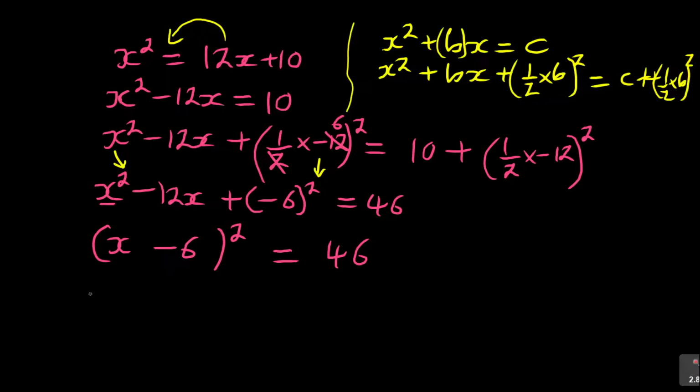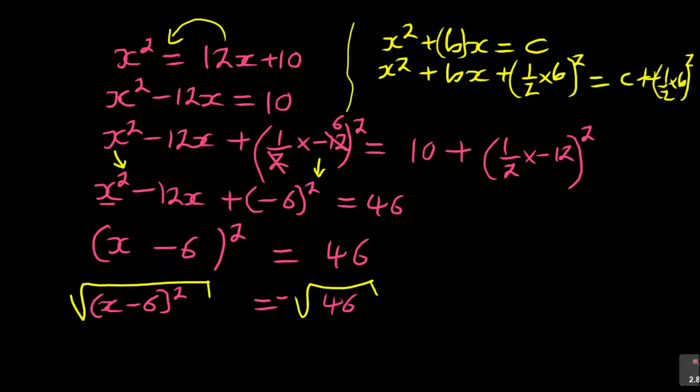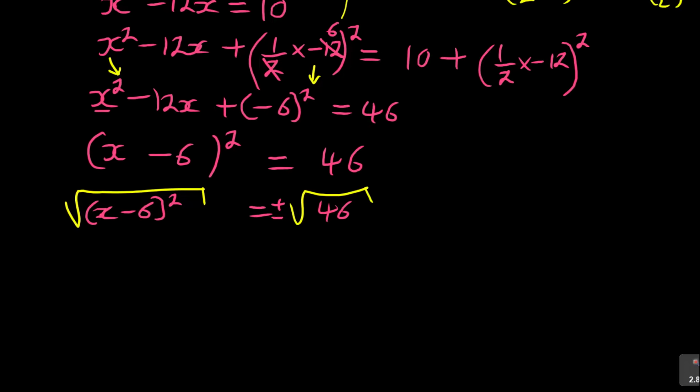How do you get rid of that square? You square root. So square root of x minus 6 squared is equal to, what you do on the left, you do on the right, square root of 46. But don't forget, you say plus or minus. Very, very important. When you put a square root, you say plus or minus, because we need two answers. So that square will follow that square root, so that you've got x minus 6 is equal to plus or minus square root of 46.